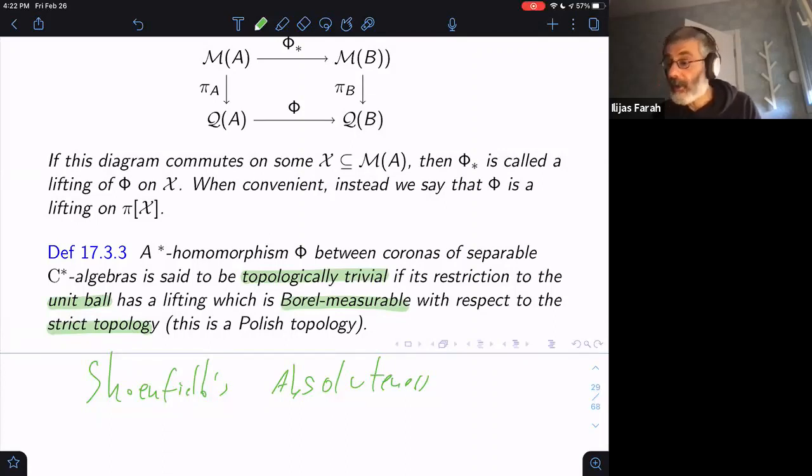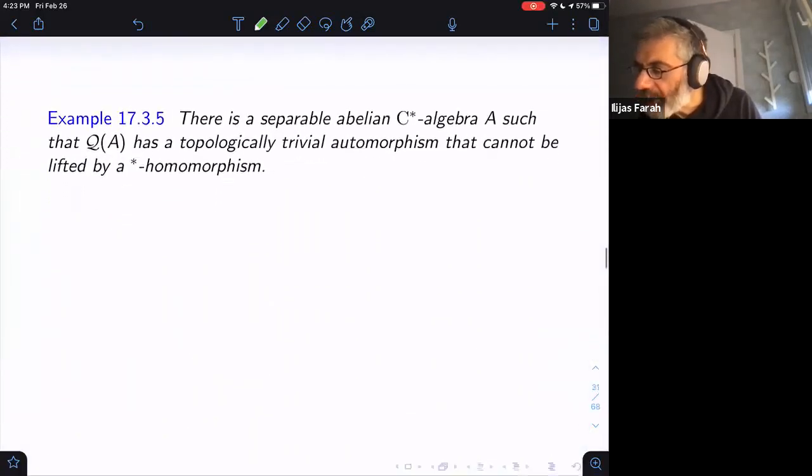Right, so to make a long story short, if, assuming some forcing axioms or whatever, you prove that your isomorphism has a topologically trivial lifting, then the remainder of the proof is not set theory. Figuring out what it looks like, whether it exists, has nothing to do with set theory. So, an example: there is a separable abelian C-star algebra such that the corona has a topologically trivial automorphism that cannot be lifted by a star homomorphism.